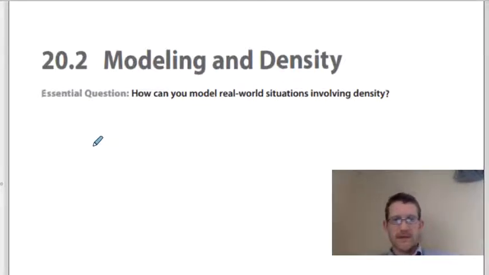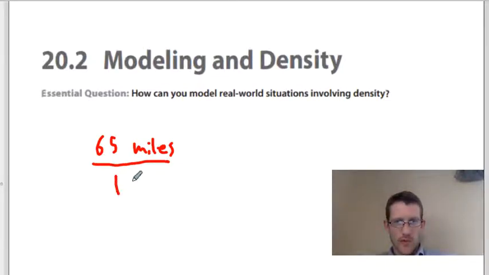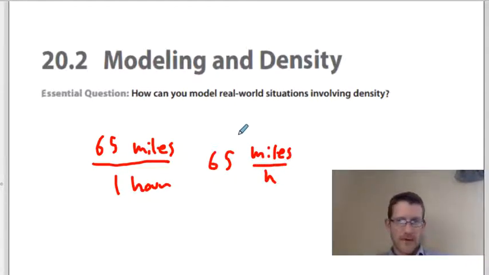You're studying for your driver's test. You know that, say, the speed limit in the state of Alaska is 65 miles per hour. That means every 65 miles, it should take you 1 hour, right? So you can simplify this equation. 65 divided by 1 is just 65. And then you can put m, or miles, over h for hour. So 65 miles per hour.